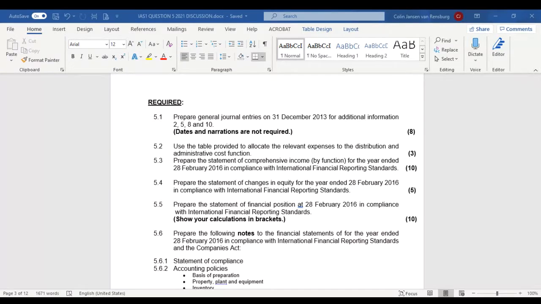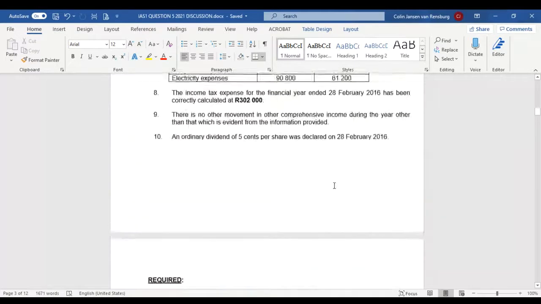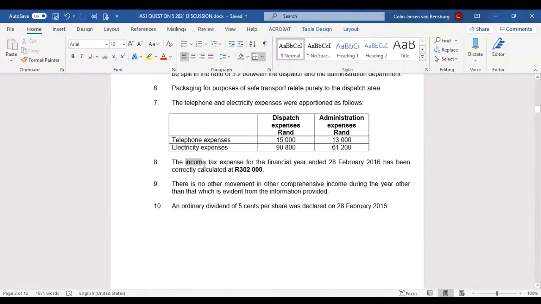Galetsa asked about transaction 8: how did you know it was income tax expense, because it was not indicated? Yes, it was. I'm going to show you just now. It indicates exactly that. They use the exact term there: the income tax expense for the financial year ended 28th of February 2016 was 302,000. Galetsa, you got that? So how did I know it was income tax expense? Because that is exactly what is indicated there. Happy?